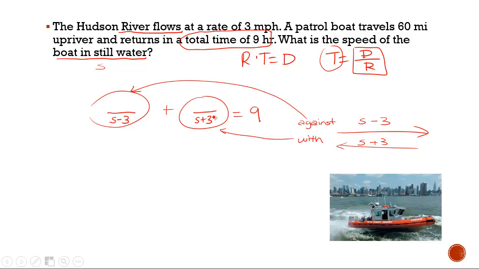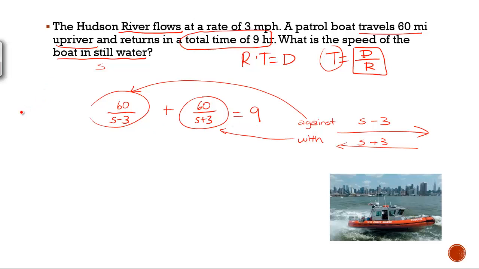But we also need the distance. So the distance was 60 miles upriver. So the boat goes 60 upriver and then also returns. So they're going 60 for both. 60 miles there, 60 miles back. You could make a table out of this, but here's our equation. This is a different way of approaching it. So now we've got an equation that we need to somehow solve. So let's just take a look.